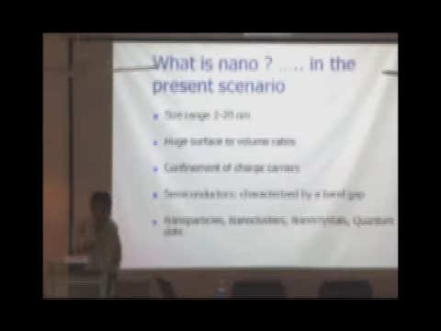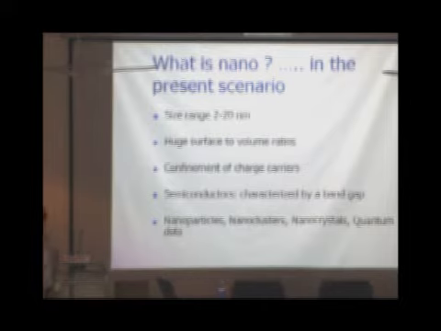Now people talk of nanomaterials and people talk of 100 nanometers, some people talk of 200 nanometers. The officially agreed value is between 1 to 100 nanometers. For me, it's still a narrower range, between 2 to 20 nanometers. It doesn't matter what the size is actually.